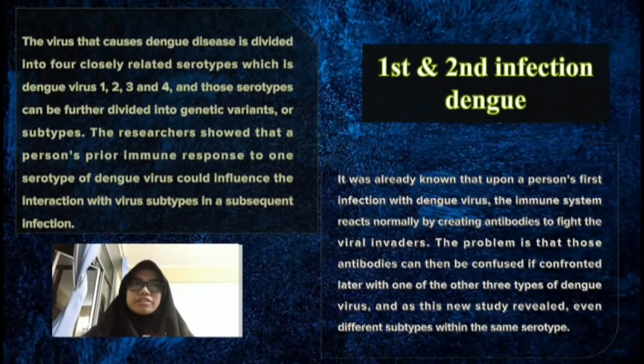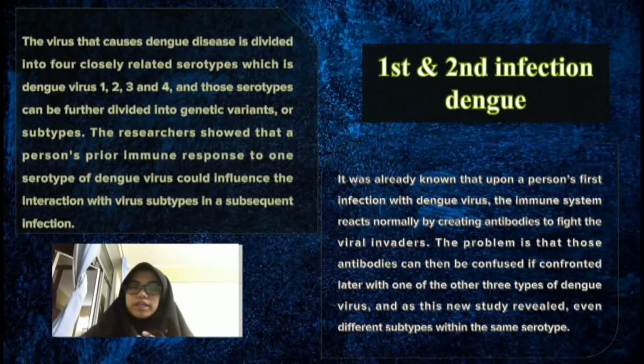The virus that causes dengue disease is divided into 4 closely related serotypes, which are dengue virus 1, 2, 3, and 4, and those serotypes can be further divided into genetic variants or subtypes. The researchers showed that a person's prior immune response to one serotype of dengue virus could influence the interaction with virus subtypes in a subsequent infection.